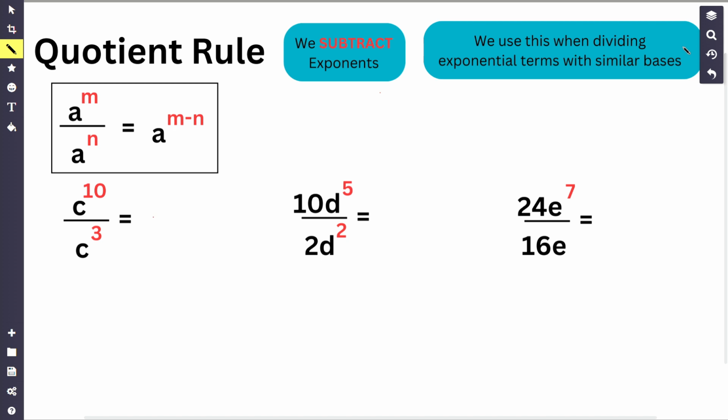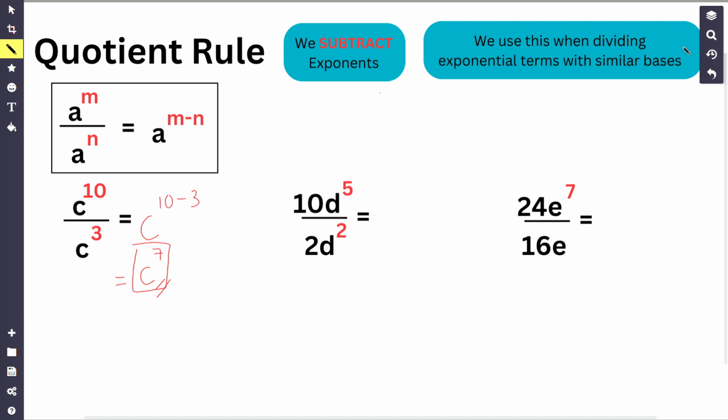And in the quotient rule, what do we do? First thing, similar with the product rule, we just copy the base, and then instead of adding, here we subtract the exponents. Okay, and this is going to be equal to, what is 10 minus 3? Obviously, that is 7. That is why the answer in this example is c raised to 7. That's it.